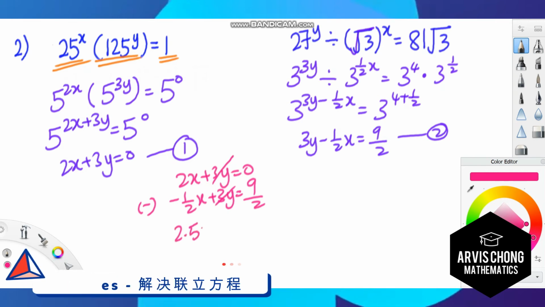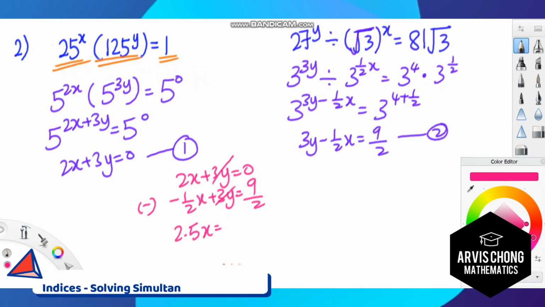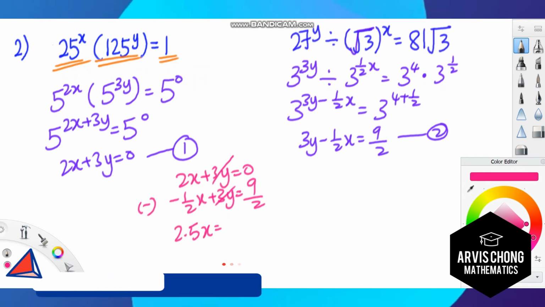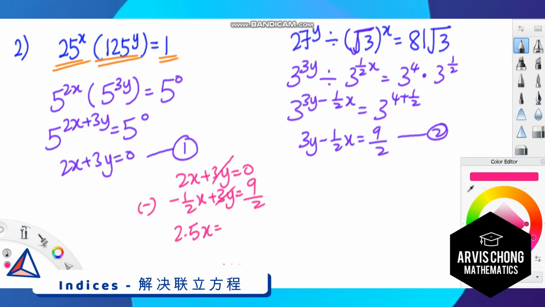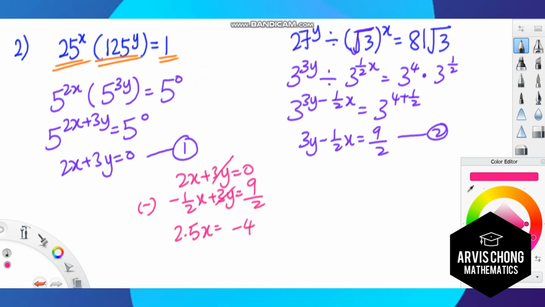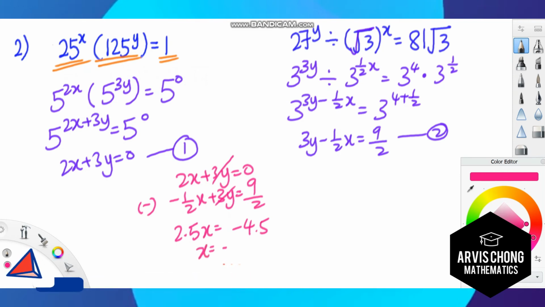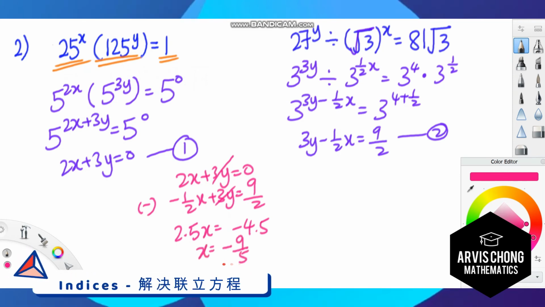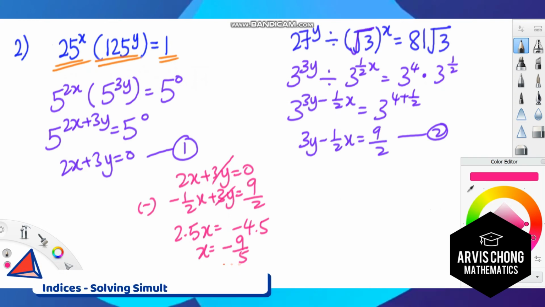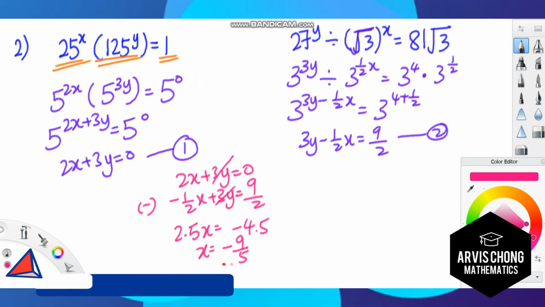Equals to 0 minus 9 over 2. So 0 minus 9 over 2, you will get negative 4.5, right? If you type this in your calculator, and our x will be negative 9 over 5, right? So this is our final answer for x. So next, to find y, we can substitute in one of these equations. So let's say we substitute into the first equation here.